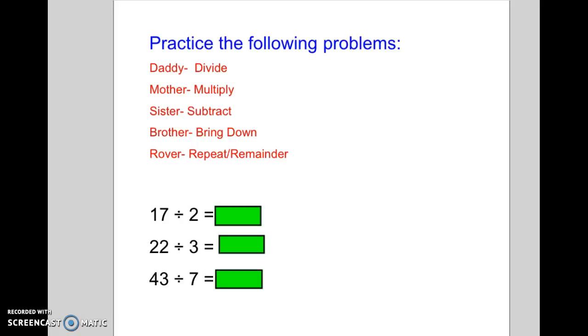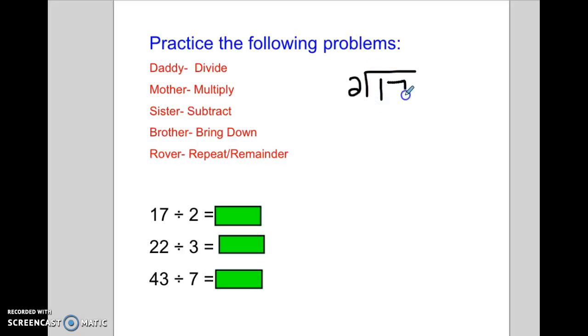All right, next we're going to learn the steps of division. And we like to use this little saying to help us remember the steps of division. Daddy, mother, sister, brother, and Rover. So you'll notice daddy stands for divide, mother stands for multiply, sister stands for subtract, brother stands for bring down, and Rover, our dog, stands for repeat or remainder. So let's go ahead and practice this, and I'll show you what I mean. So I'm going to go ahead and do 17 divided by 2. I'm going to write my divisor out here. My dividend goes inside.